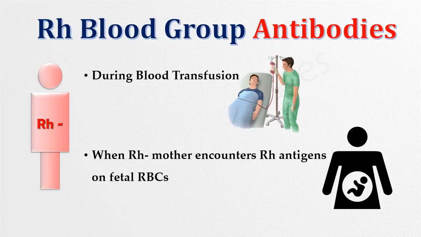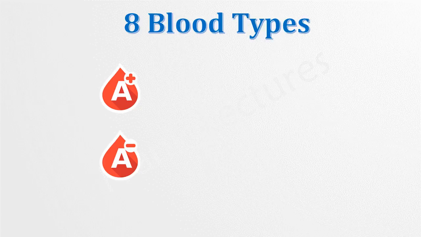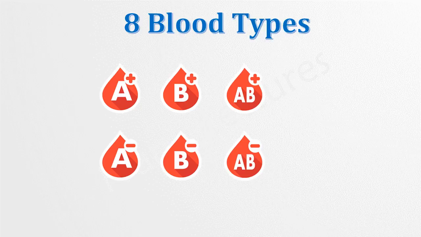Together, on the basis of ABO and Rh blood group system, there are 8 different blood types. These are A positive, A negative, B positive, B negative, AB positive, AB negative, O positive, O negative.